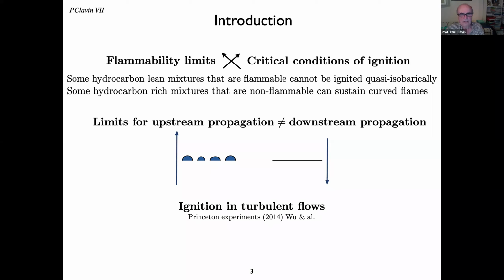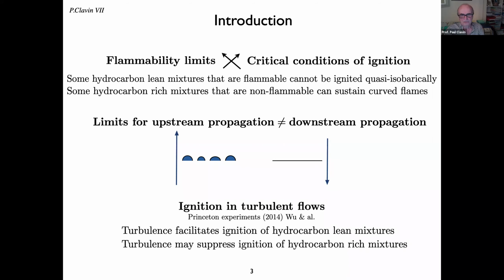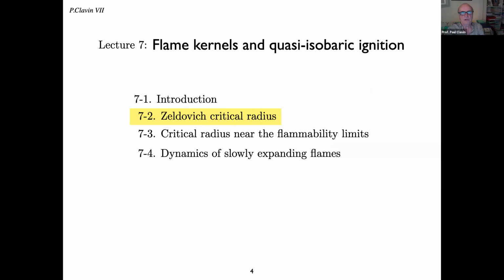Another very interesting experiment run by Professor Law in Princeton, concerning turbulent flames, which are related to this point, is that turbulence facilitates ignition of hydrocarbon lean mixtures, but suppresses ignition of hydrocarbon-rich mixtures. And this is associated with the phenomenon I am going to explain now.